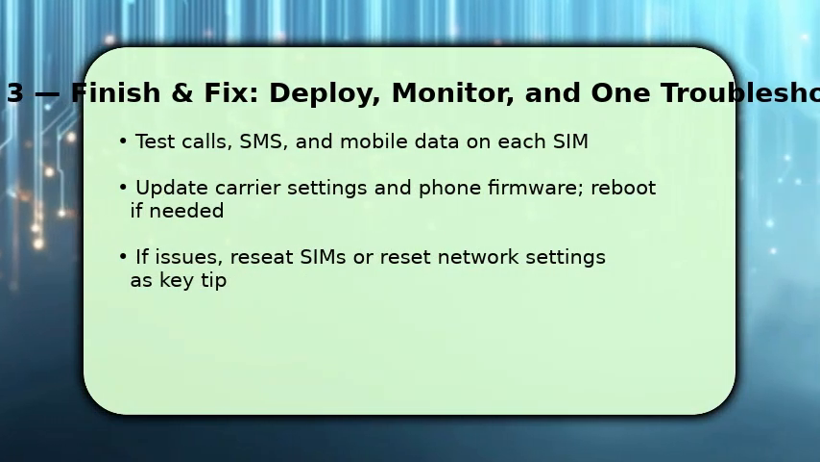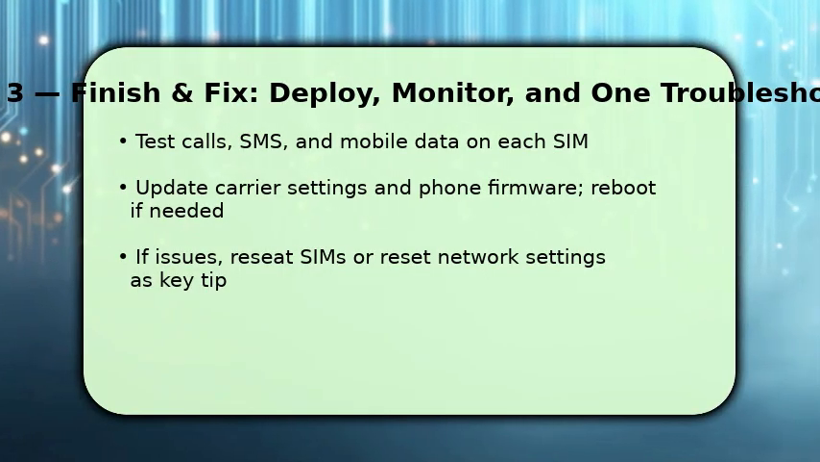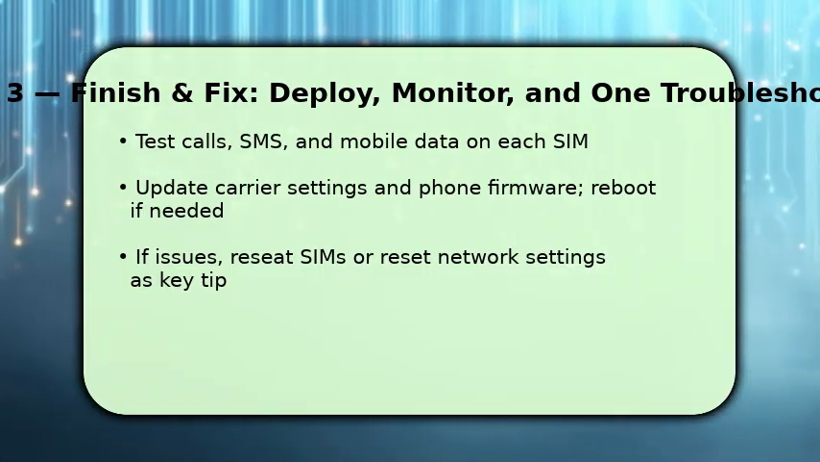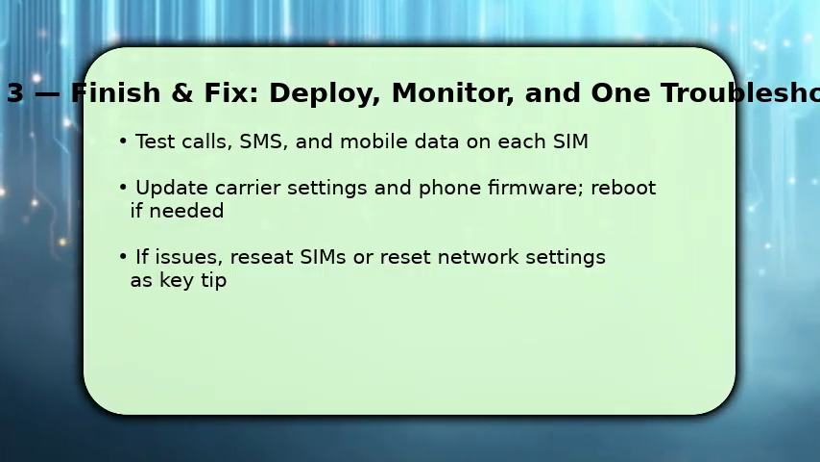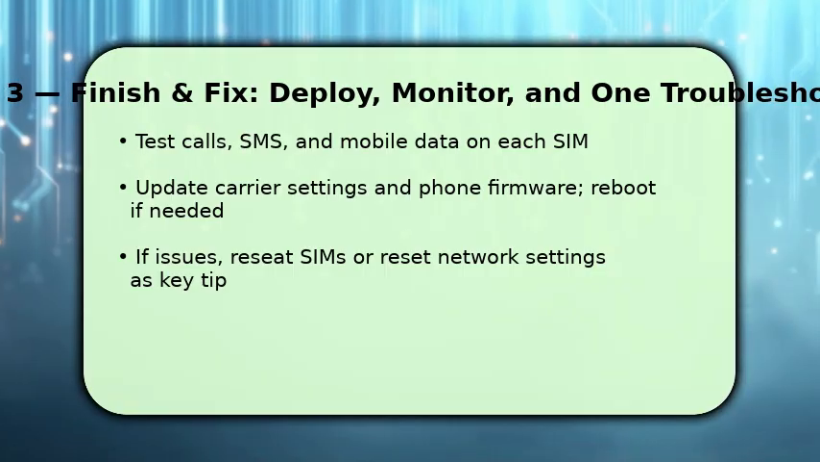Place a call, send an SMS, and load a web page on mobile data for each SIM. Make sure carrier settings and phone firmware are up to date, then reboot to apply changes. Monitor signal bars and behavior for a few minutes to confirm both SIMs remain registered.